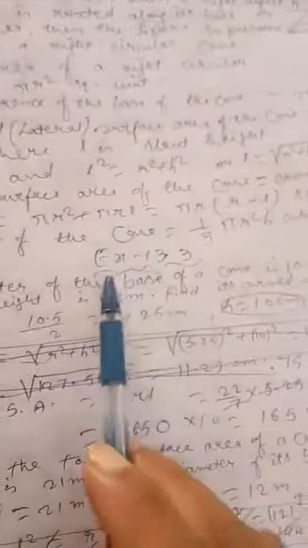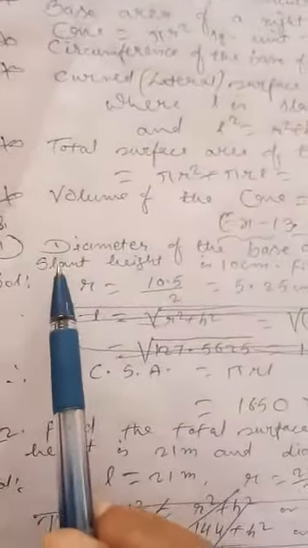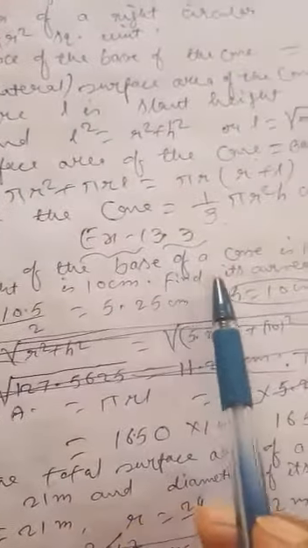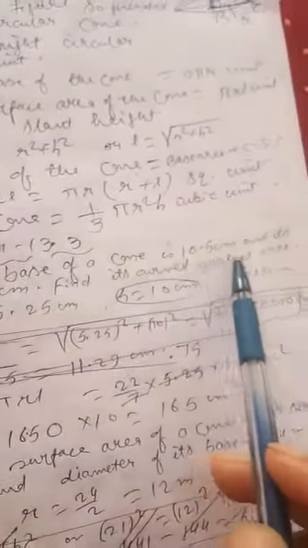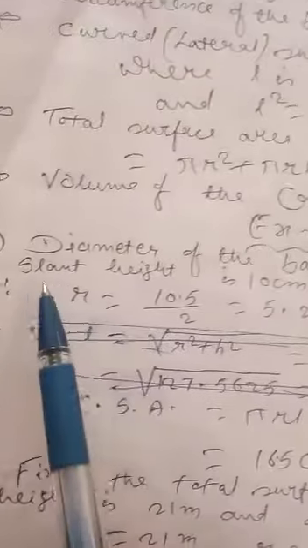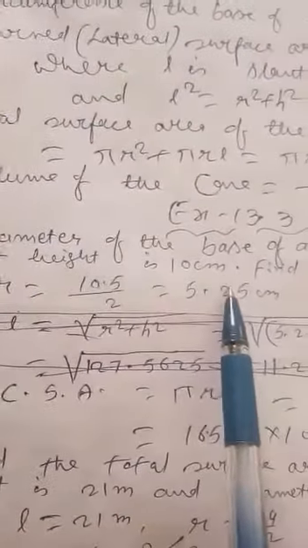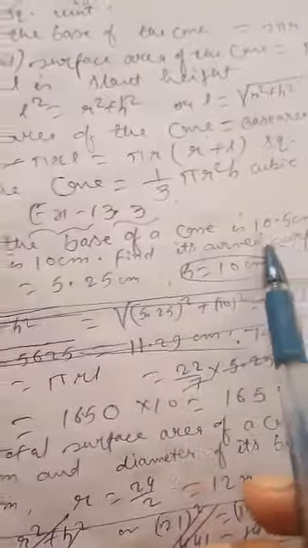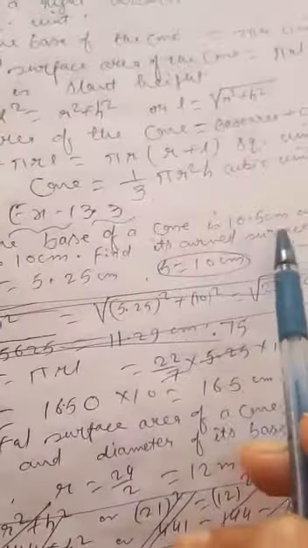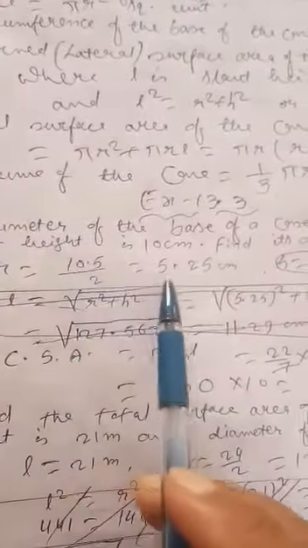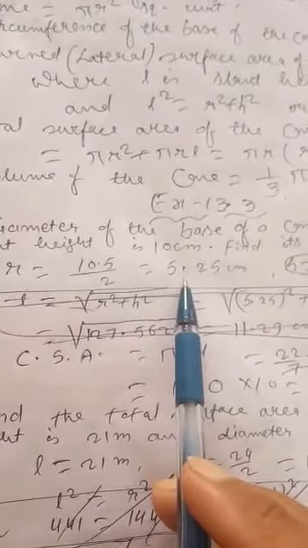Now you see exercise 13.3. Dear students, the question is: the diameter of the base of a cone is 10.5 centimeter and its slant height is 10 centimeter. Diameter of the base is given, and we have to find the curved surface area. Radius is equal to 10.5 upon 2, because diameter is 10.5, so radius is 5.25 centimeter.